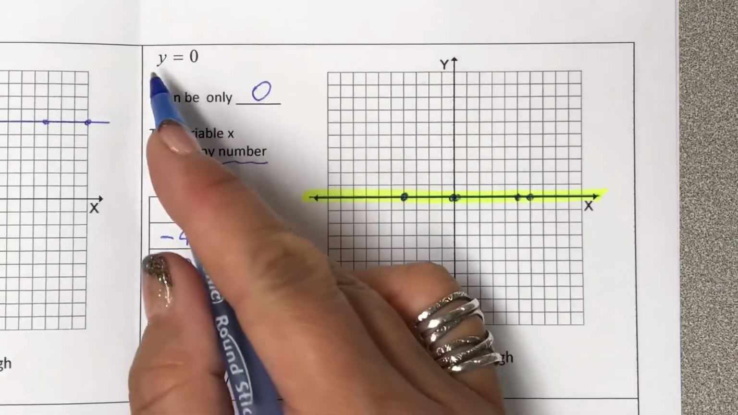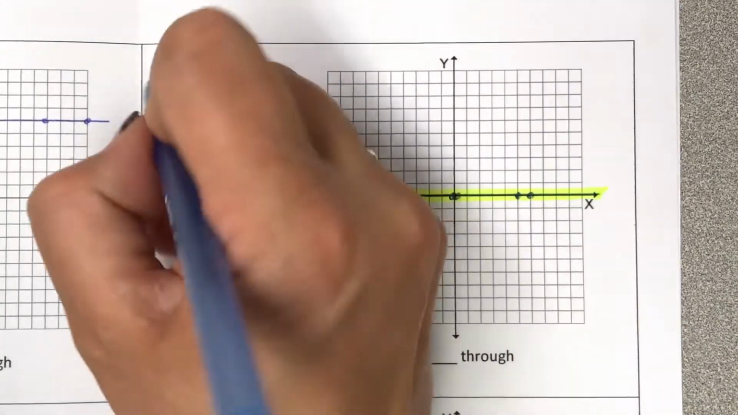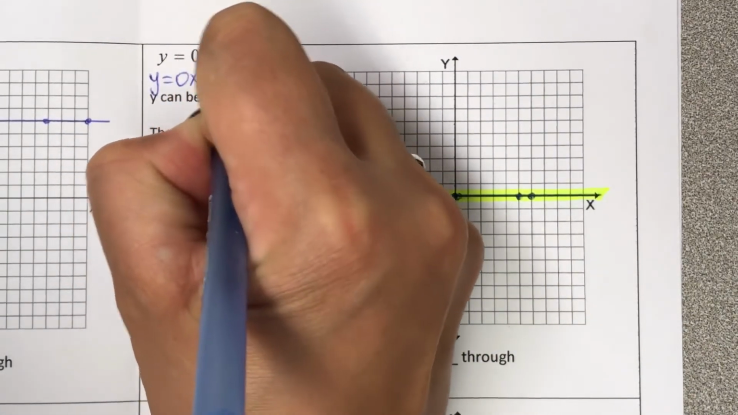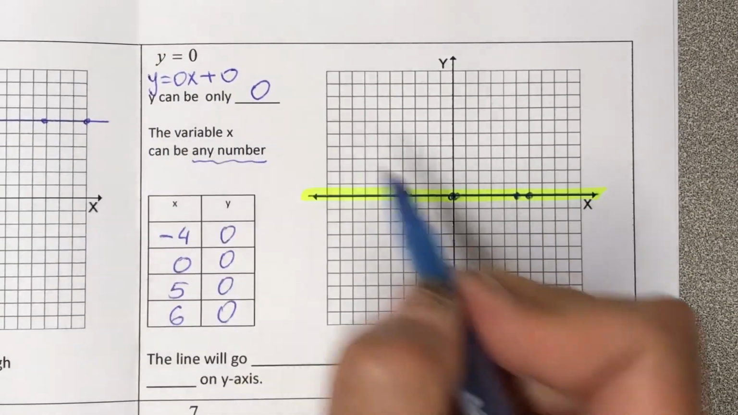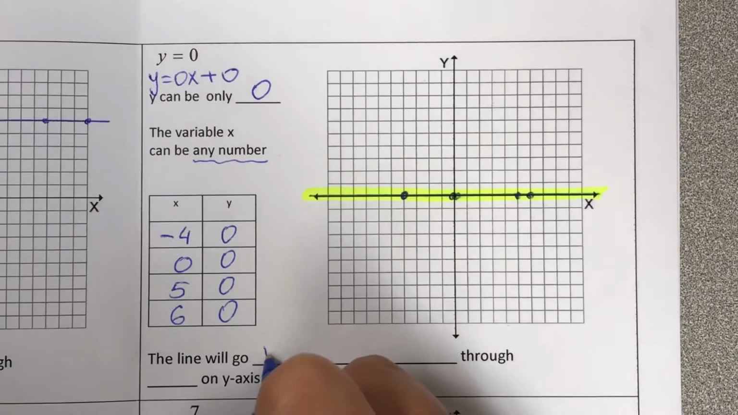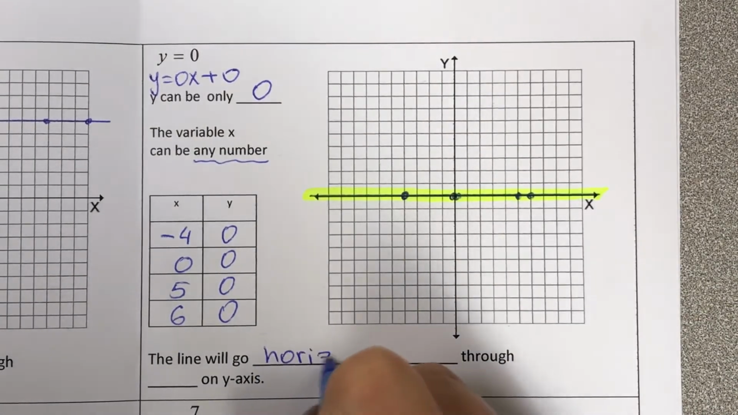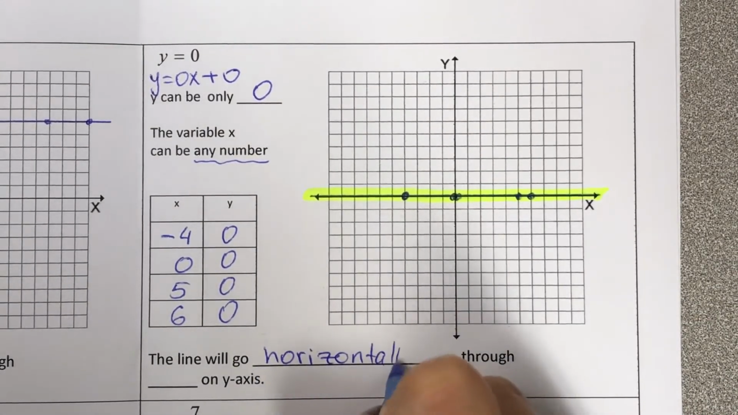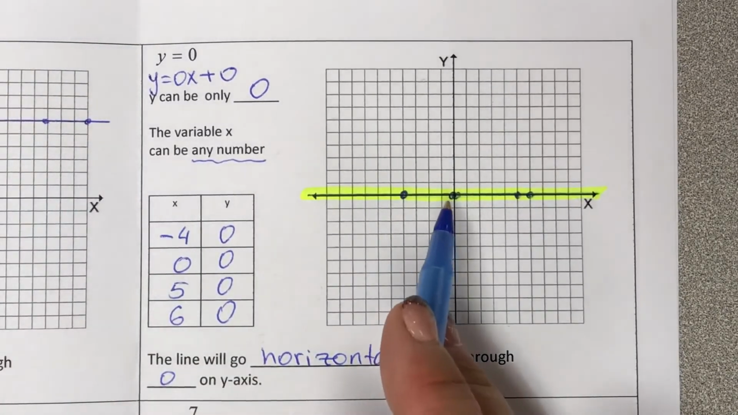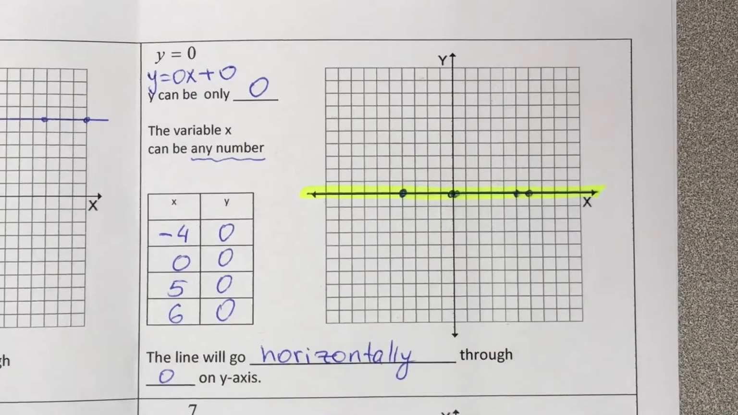So that is the equation y equals 0. If I was to complete that, that would be 0x for the slope and the y-intercept is 0. So the y-intercept is 0 and the horizontal line. The line will go horizontally through 0 on the y-axis, horizontal line overlaps with the x-axis.